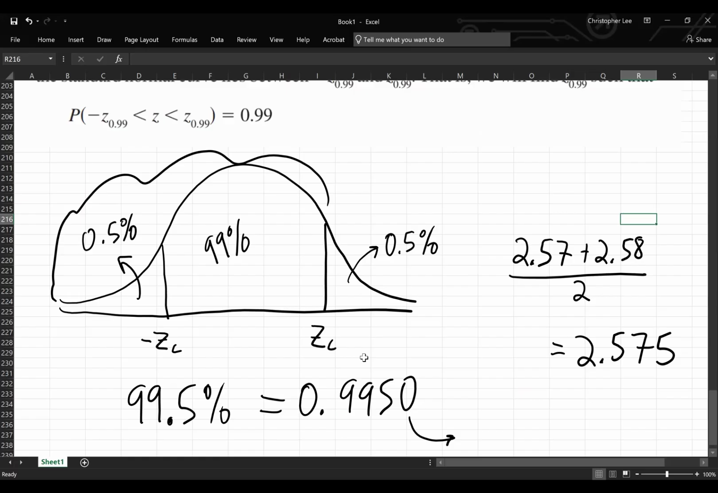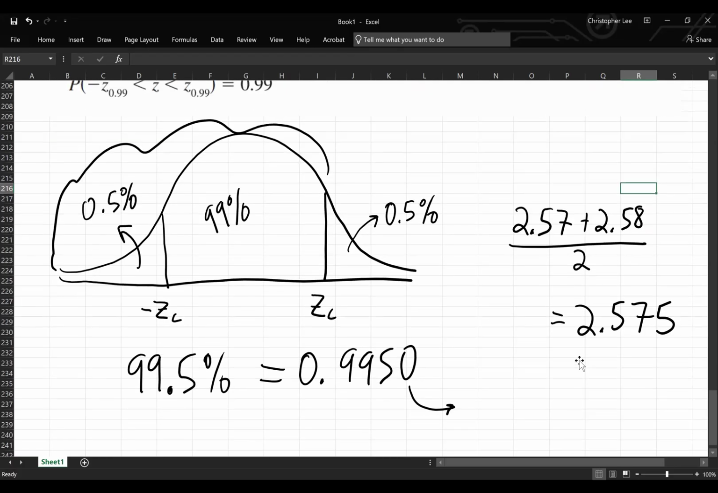You see that? So when I add them together and divide by 2, this is what I come out with: 2.575, which you can round off to 2.58. And just to be clear, that's what Z critical is.